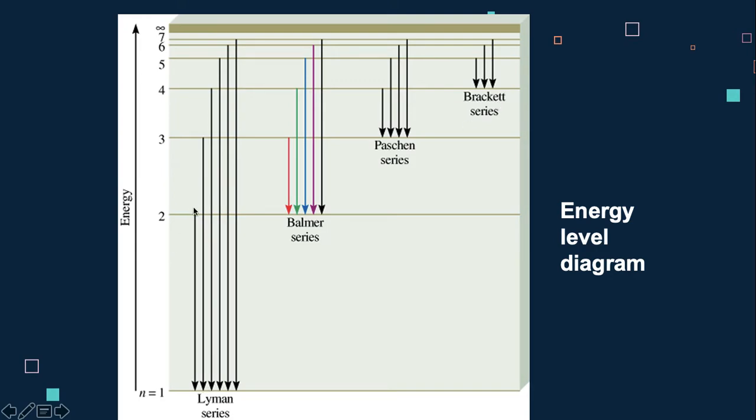For the Lyman series, electrons can fall from the 2nd, 3rd, 4th, and above onto the 1st energy level. For the Balmer series, electrons fall from the 3rd and above onto the 2nd energy level. For the Paschen series, electrons fall from the 4th and above onto the 3rd energy level. For the Brackett series, the electrons fall from the 5th and above onto the 4th energy level.